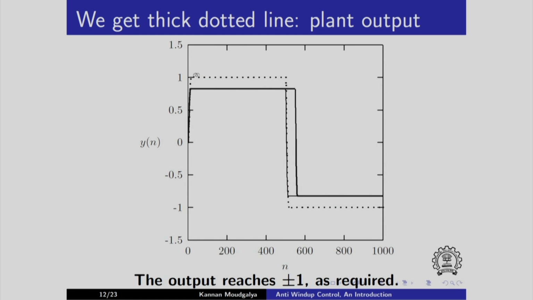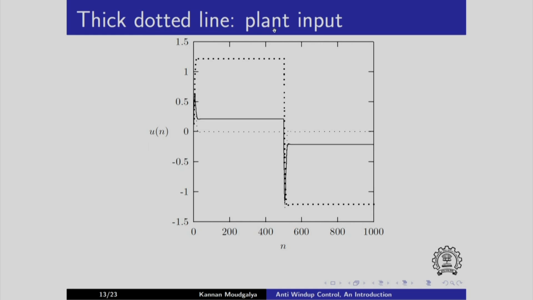We get the thick dotted line for the plant output, and it reaches plus or minus 1 as required. It reaches plus 1 here and minus 1 here as required. What are the other lines? We will see them shortly. The thick dotted line is the plant input, and you can see that the plant input exceeds 1. It goes to some number like 1.2 here and minus 1.2 here.